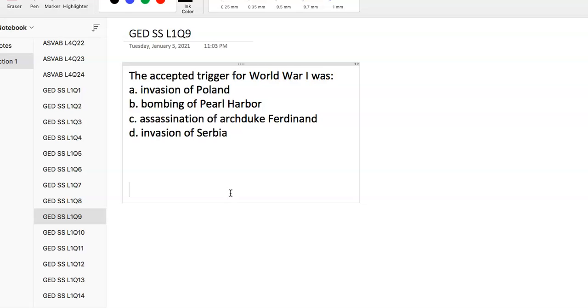The accepted trigger for World War I was the assassination of Archduke Ferdinand. So we want to know that. The assassination led directly to the First World War when Austria-Hungary subsequently issued an ultimatum to the Kingdom of Serbia, which was partially rejected. Austria-Hungary then declared war, and World War I had begun.